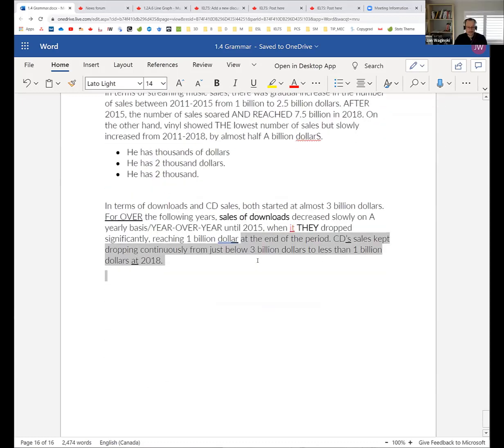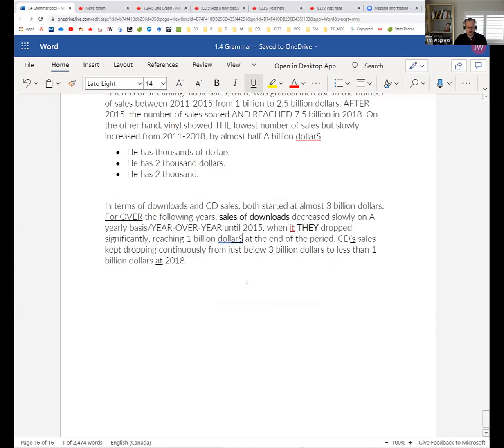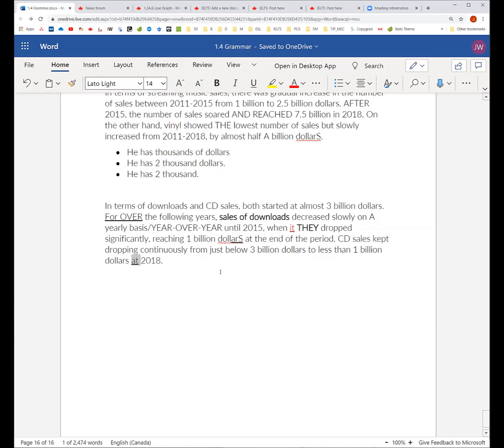Reaching 1 billion. So it's $1 billion, but anything over $1 is going to be $2, billion at the end of the period. It's not sales belonging to CDs like this, it's just CD sales. Just use the noun phrase. CD sales kept dropping continuously from just below $3 billion to less than $1 billion. And total, yeah. From this, always in.